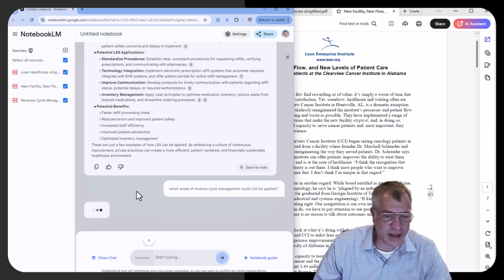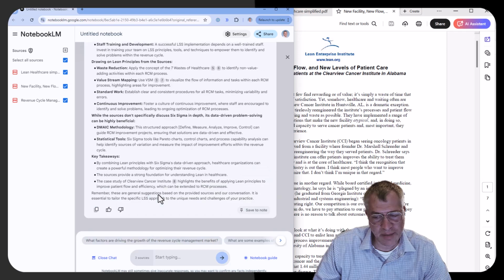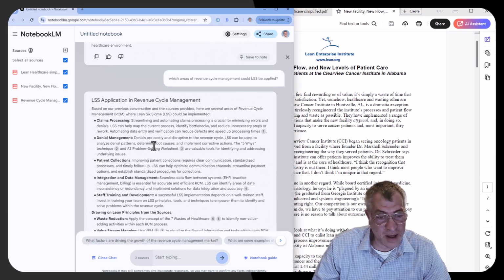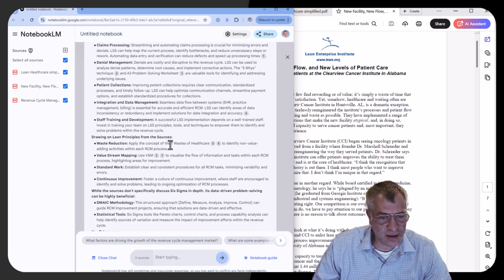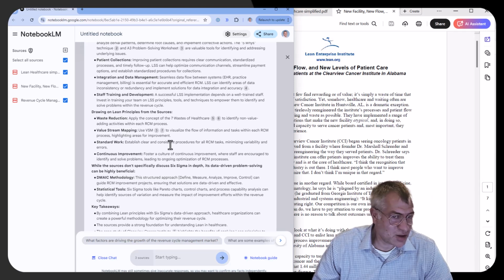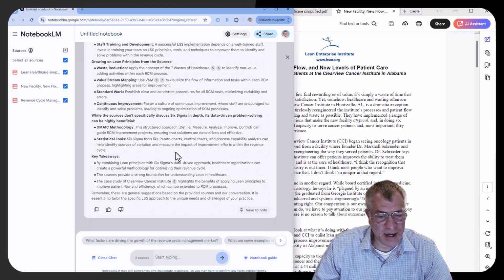So I used to run a medical imaging facility. I owned a medical imaging facility together with my father in partnership. Here it's giving you a really nice list of things that you could tackle if you are running a revenue management service, how you could apply Lean Six Sigma. And I'll try one more.